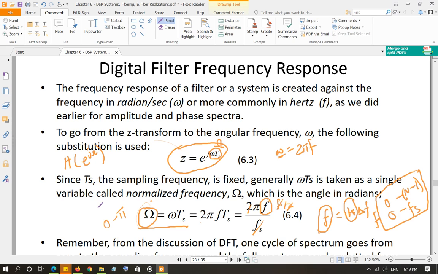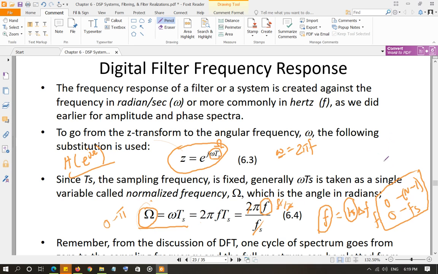If you remember, one cycle basically defines all the frequencies completely from 0 to fs by 2, which is the folding frequency or Nyquist frequency, and from fs by 2 to fs, it is just a mirror image of whatever spectrum you have from 0 to fs by 2. The same is true for e to the power j omega. If you're plotting against frequency f, then your complete frequency response can be determined from 0 to fs by 2, and from fs by 2 to fs, it is just a mirror image of the frequency response.